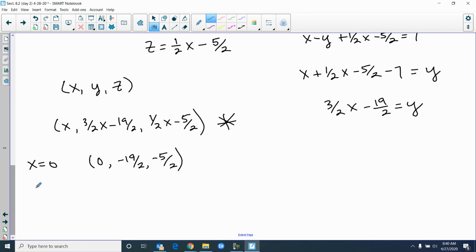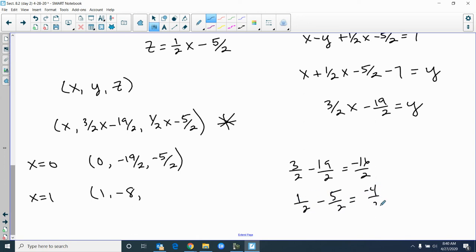Let me do this. I'm going to just let x equal 1, because I was thinking of letting them equal 2, but I think I'm going to let x equal 1. So that gives me 3 halves minus 19 halves, which is negative 16 over 2. So it's a negative 8. And 1 half x, so I'm going to let x equal 1 again. So it's going to be 1 half minus 5 halves. What's that? Negative 4 over 2, which is negative 2.